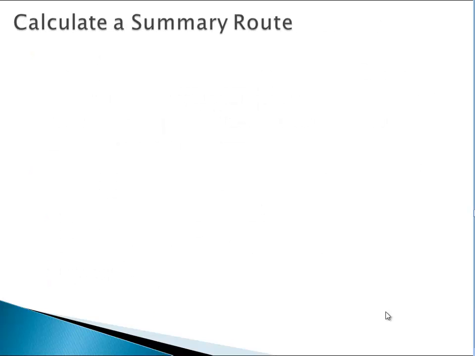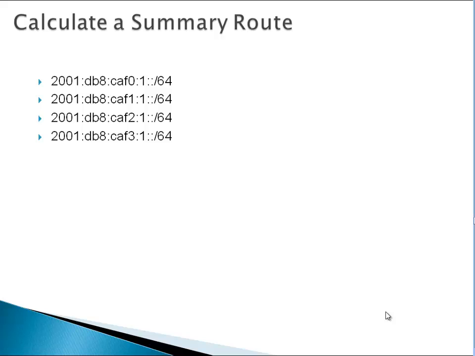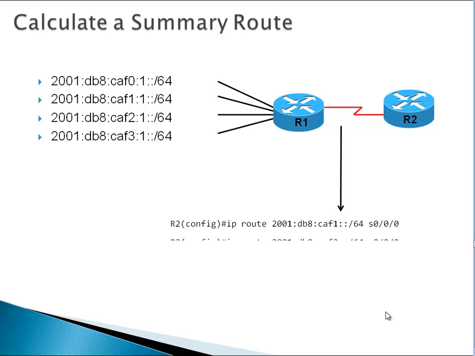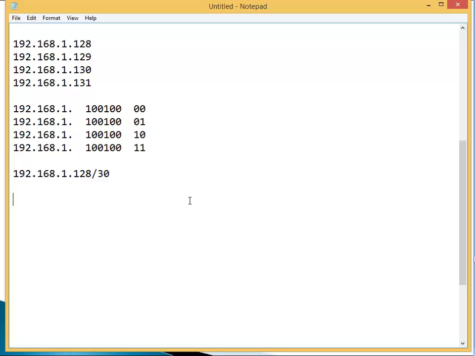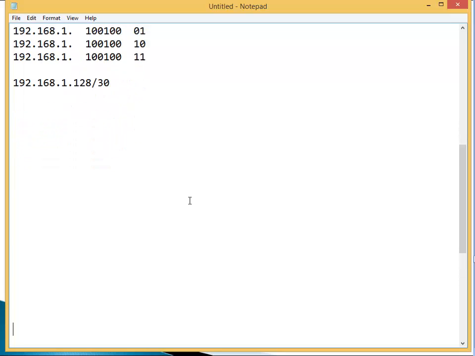Calculating a summary route. For example, if we have these four networks, 2001:DB8:CAF0::/64, CAF1, CAF2, and CAF3, they all go into Router 1, and Router 1 is going to advertise them to Router 2, which is going to make an IP route table. Instead of making four different IP routes, you can just summarize it into one IP route.